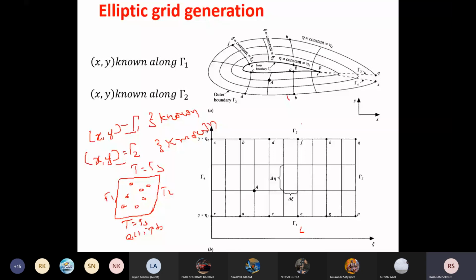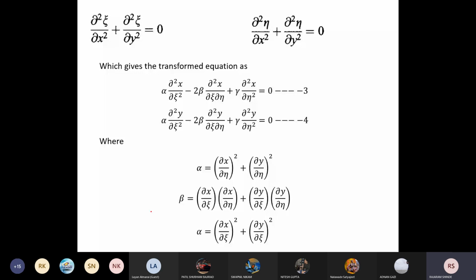Laplace equation like this. Here, a simple elliptic equation, the Laplace equation. That means your domain is transformed from the physical plane to the computational plane by using these Laplace equations. This is the Laplace equation for the xi coordinate, and this is the Laplace equation for the eta coordinate. With the help of this, your physical domain will be transformed to the computational domain.